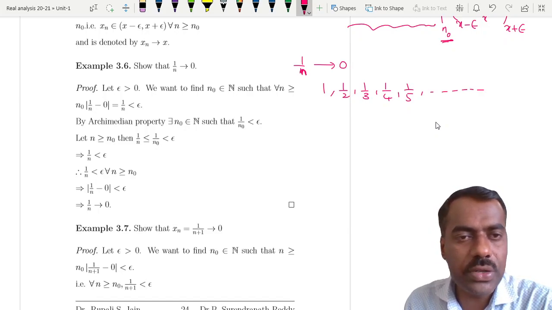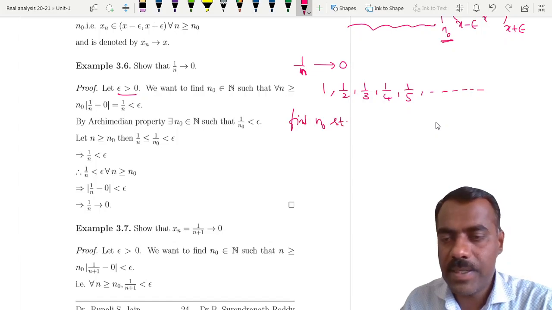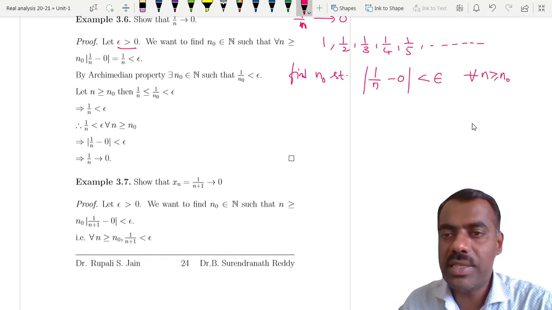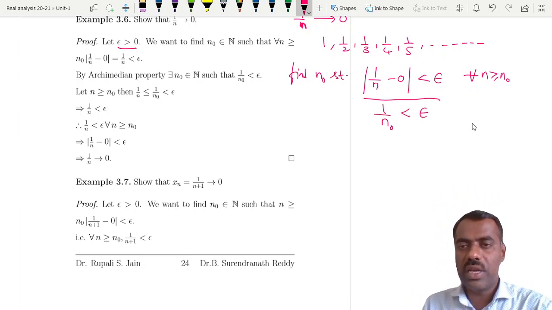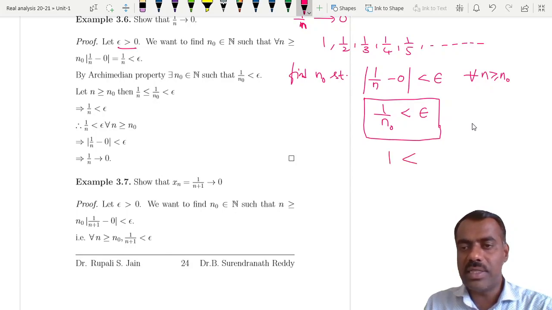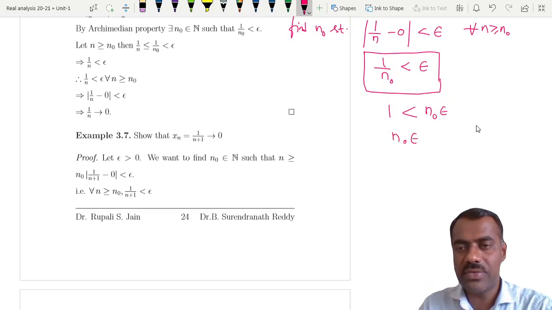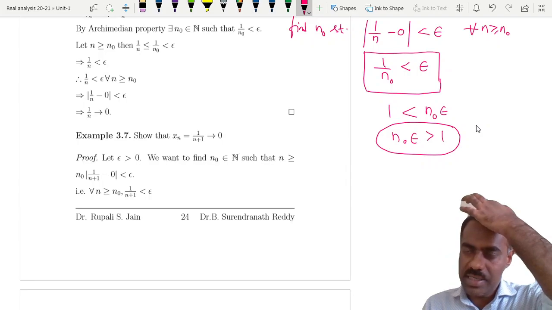So take any epsilon greater than 0. What we want to show is that we can find an n naught such that 1 by n, that is xn minus 0, is less than epsilon for all n greater than or equal to n naught. So in particular, even 1 by n naught should satisfy this condition, right? So the question is, can we find an n naught satisfying this condition? If I write it as n naught times epsilon greater than 1, can we find a natural number n naught such that n naught times epsilon is greater than 1?